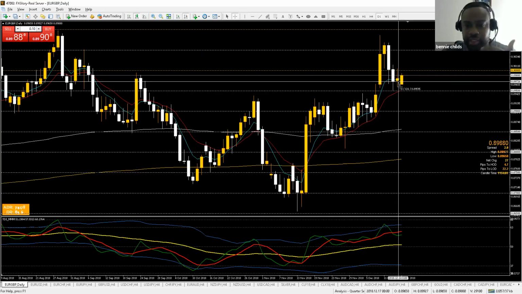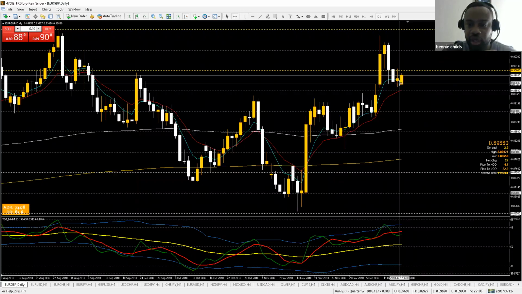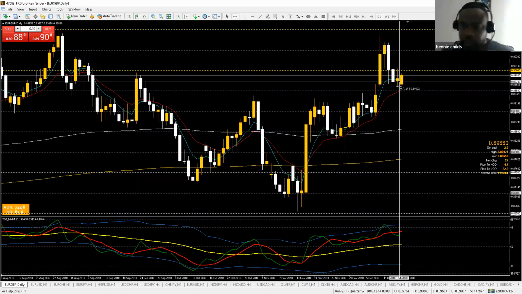And so I typically always put in a trailing stop of 10 pips. So basically, whenever the market moves 10 pips, I'm banking those 10 pips. Whatever your lot size was, that's what you would have made.